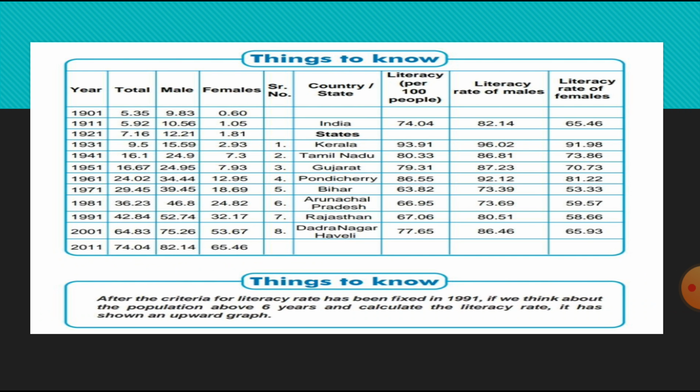All the literacy levels of all these states, and the literacy rates of both male and female, they have discussed in this chart.